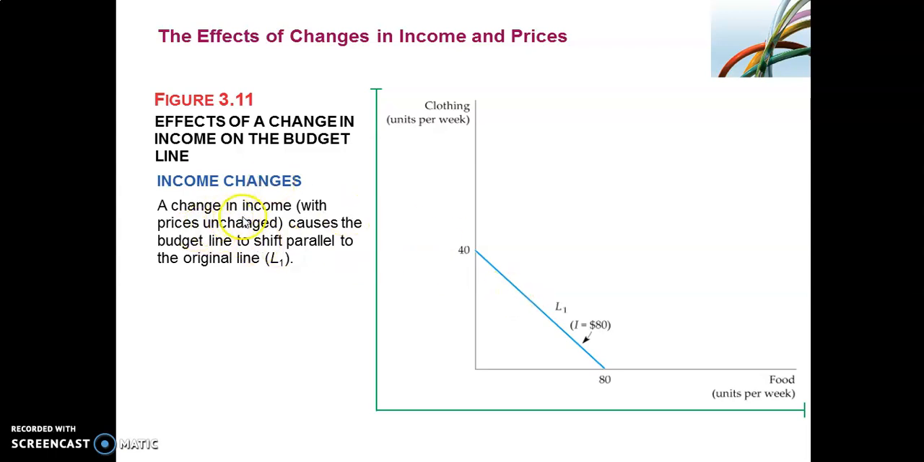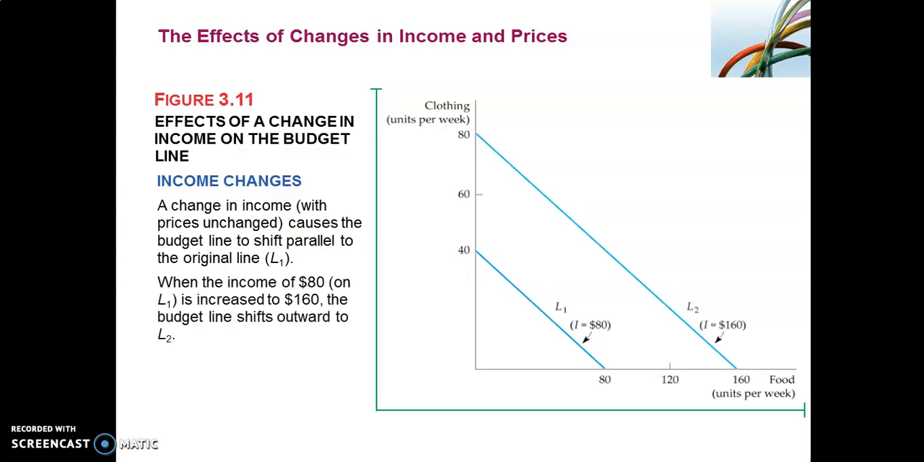So initially we have L1, and L1 is our original line. So there will be a change in income with prices unchanged, and we're going to see a parallel shift of this curve. So now in our first scenario, let's say there is an increase in income from $80 to $160. We can see that the budget line has shifted outward to the right, and it is a parallel shift.